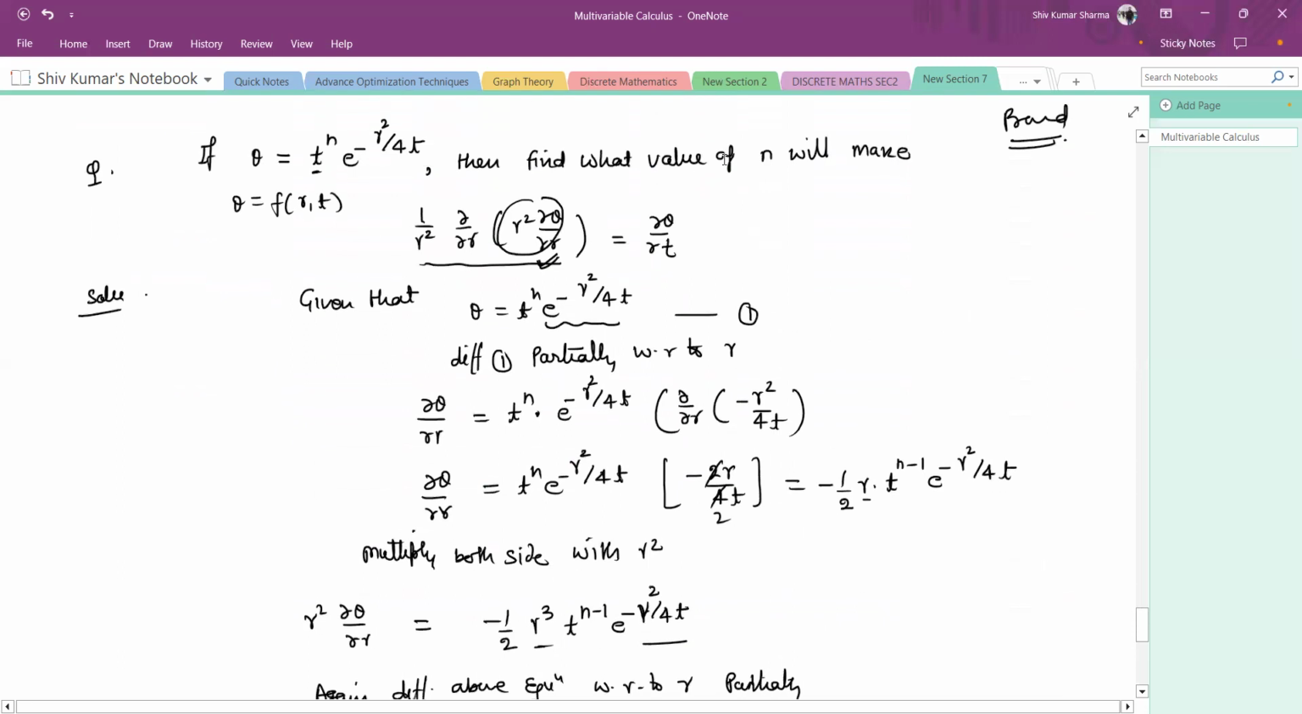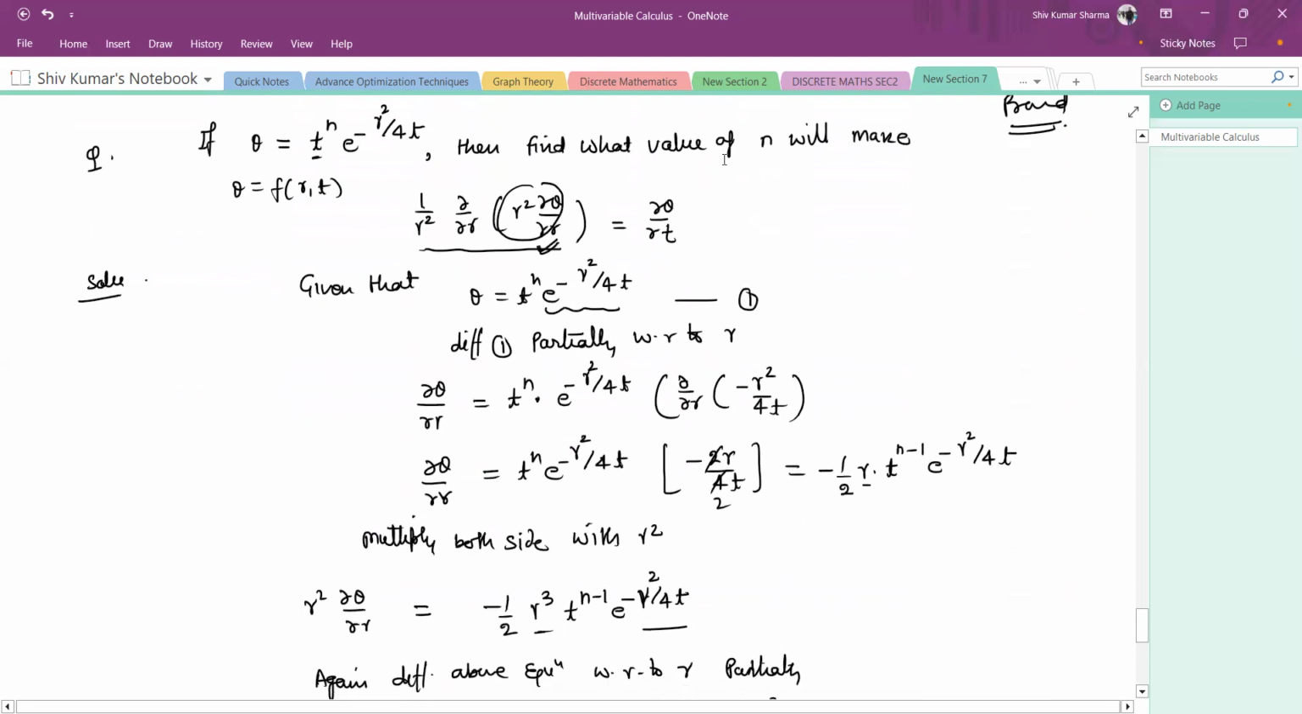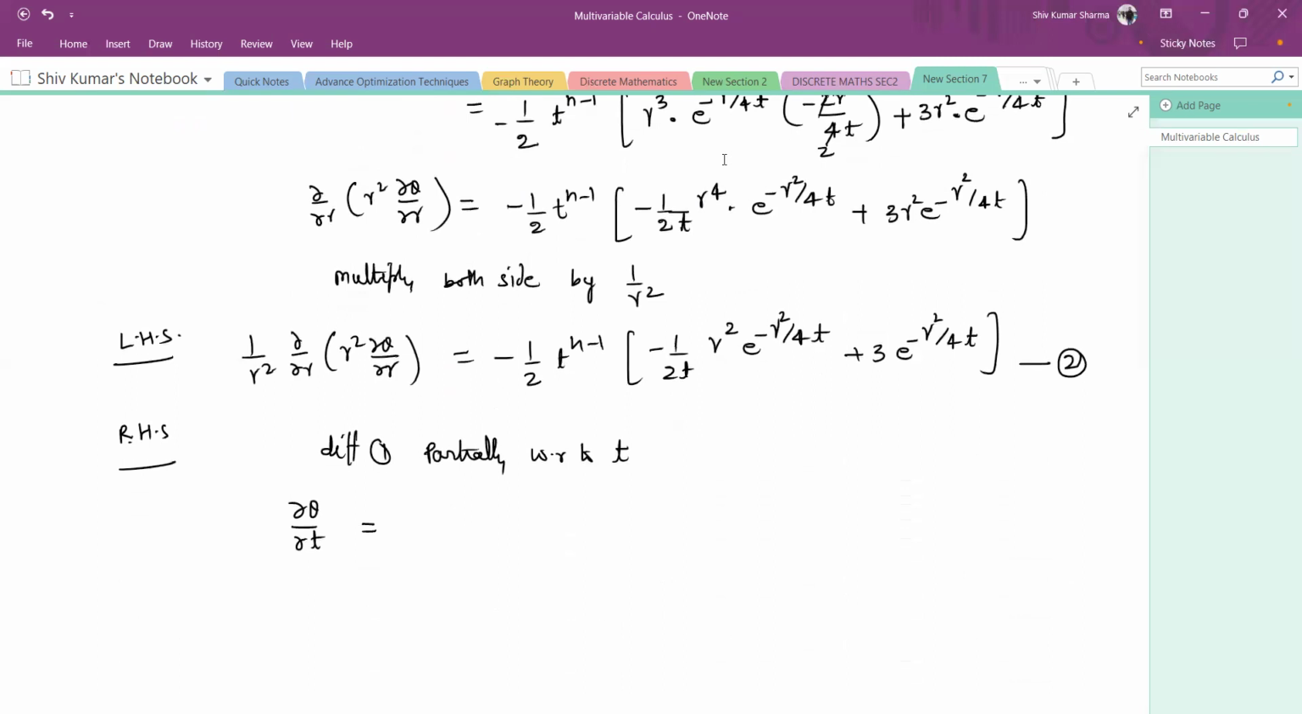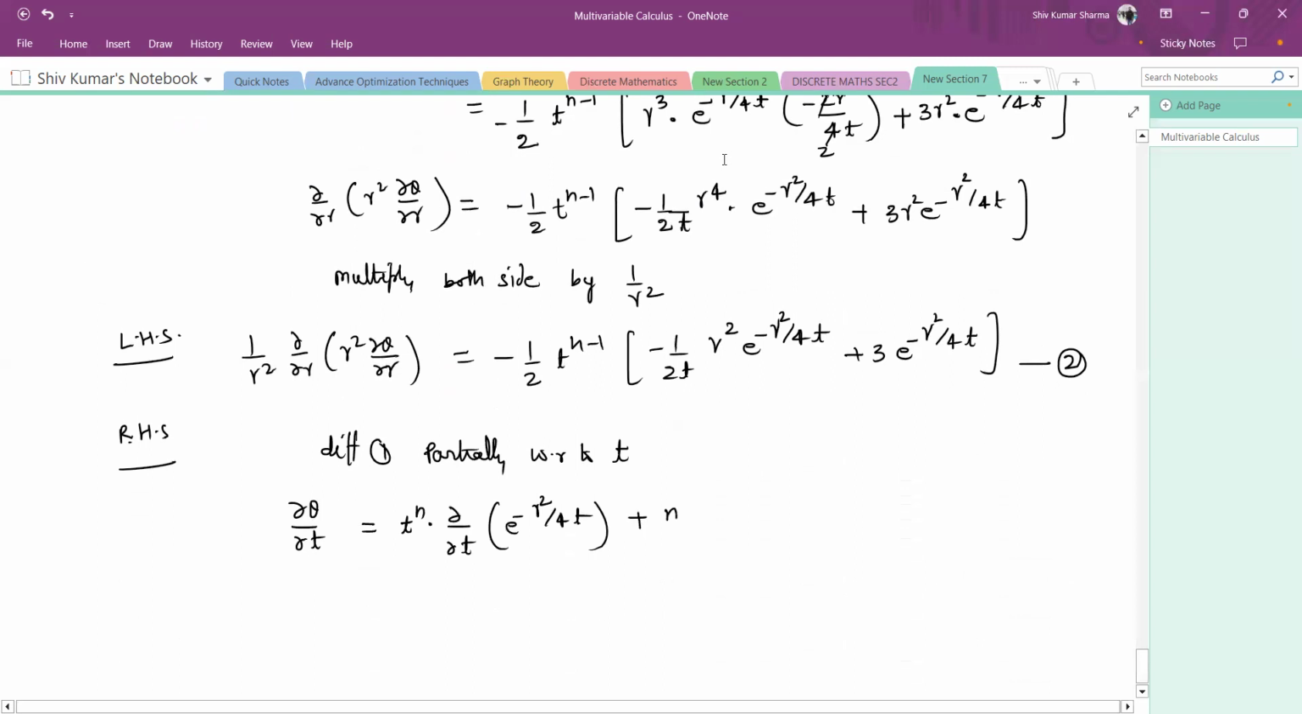The first is t raised to the power n, and the second is e raised to the power minus r square upon 4t. So we write down as first function t raised to the power n into differentiation of second. So del upon del t into e raised to the power minus r square upon 4t, plus differentiation of first. So n t raised to the power n minus 1, and write down second is e raised to the power minus r square upon 4t.